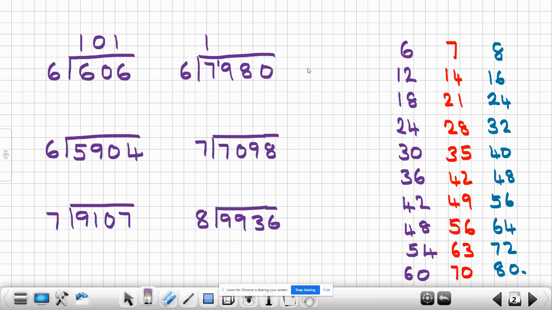So we have a look and we see how many 6s we can get out of 19. Well, that's 1, 2, 3. The highest we can get to is 18. Otherwise, the next one is 24. So we haven't got enough for that. So it's 3 times 6, and that would be 18. So we've got 19. So we've got a remainder of 1.